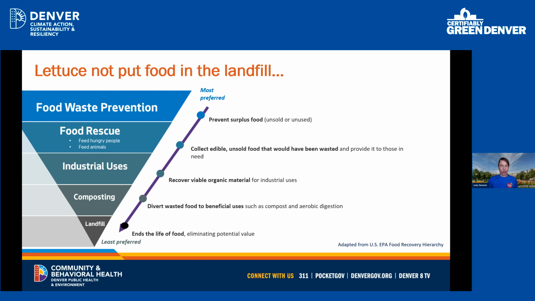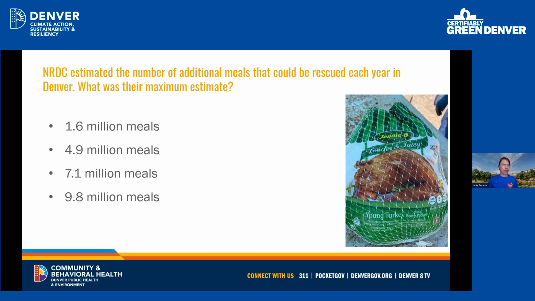I have one more question for you all. The Natural Resources Defense Council, NRDC, a really large nonprofit, estimated the number of additional meals that could be rescued each year in Denver. What was their maximum estimate? Was it 1.5 million, 4.5 million, 4.9 million, 7.1, or 9.8? Again, I'll look for your responses in the chat.